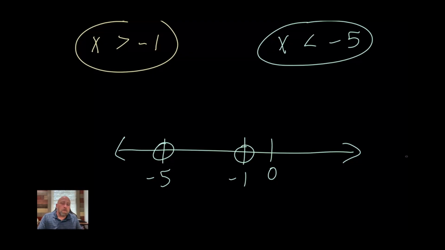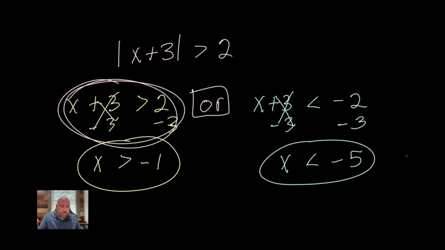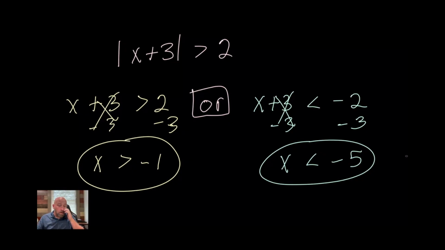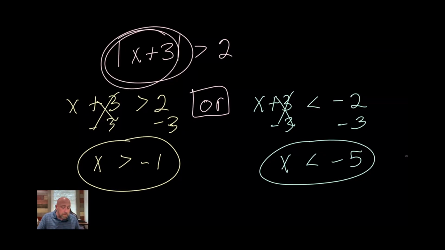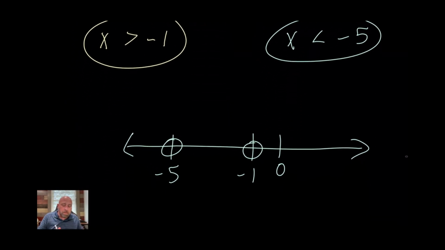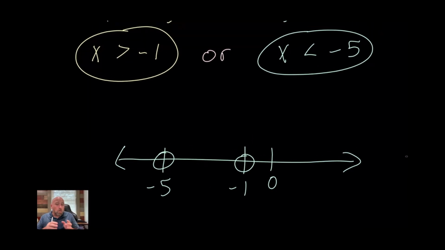Something important to remember is that this is absolute value. So when we go up here, this would be an or statement. You could have the positive or you could have the negative. Either one of them works because it's absolute value: you have a positive side and a negative side. So we're going to remember that this is an or. What does that mean? It only has to work in one of them for it to be part of the solution.